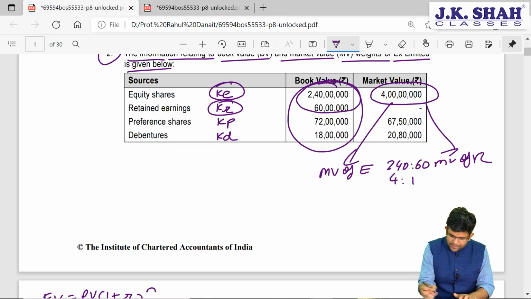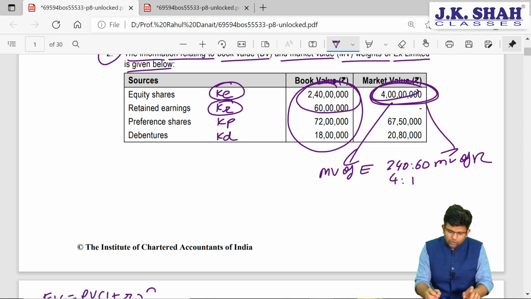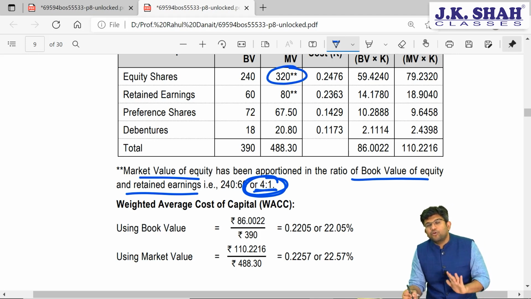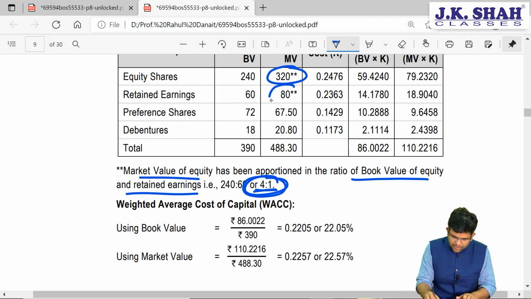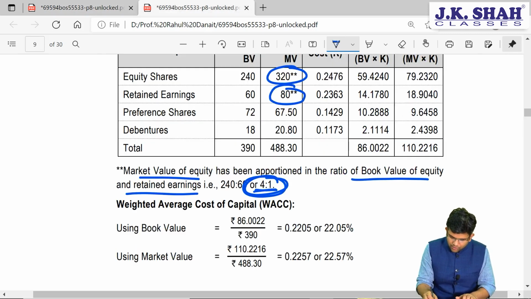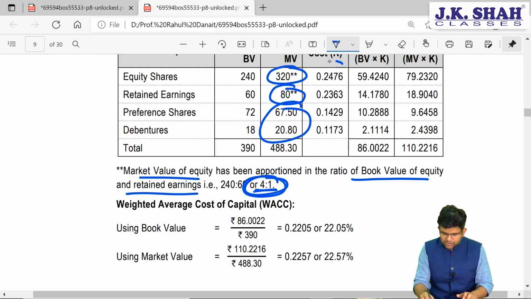So basically 4 crores into 4 by 5 will be the market value of equity, and 4 crores into 1 by 5 will be the market value of reserves. The other two market values, children, are given to you in the question. And then children, costs, of course you have.